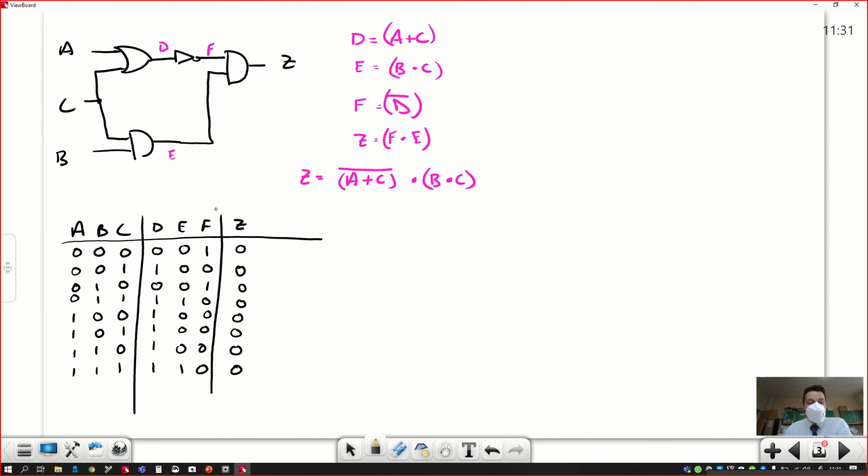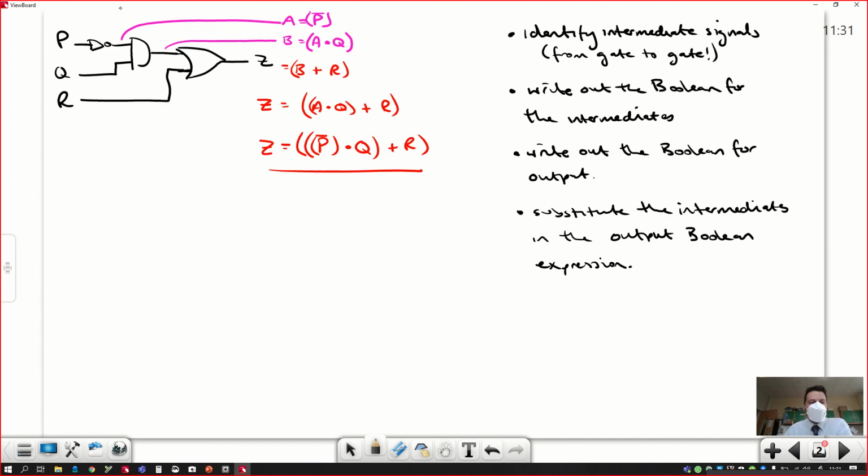That's how we get a truth table from a circuit. You still have to do this intermediate bit, right? So we've got this one over here. When you go ahead and do the truth table for this circuit here, again, pause the video, I'll do it and then you'll be able to see the answer. So pause it now because I'm going to start.